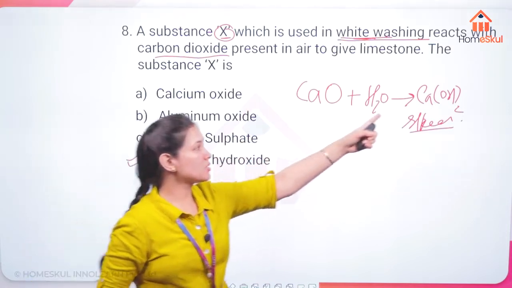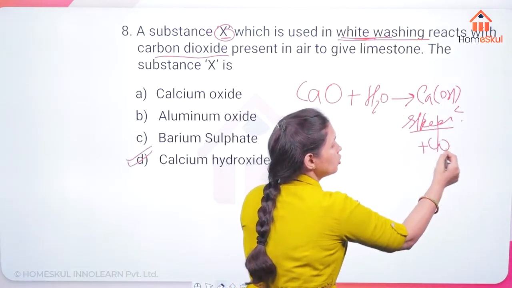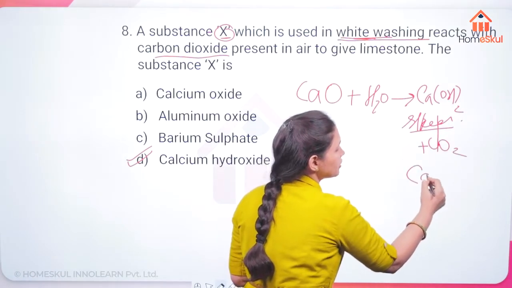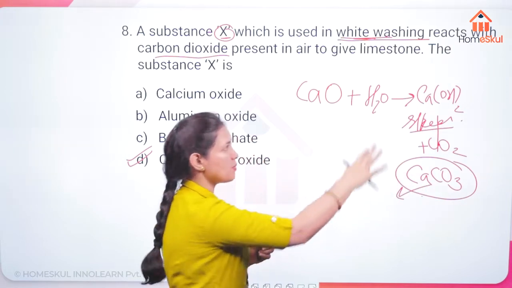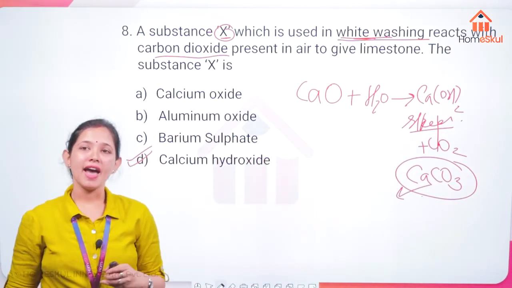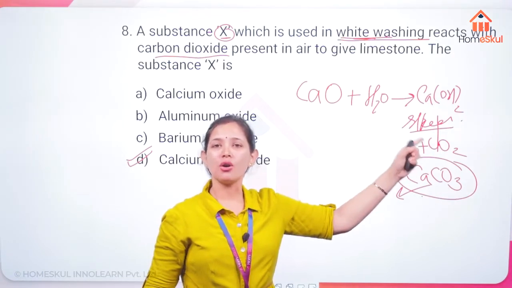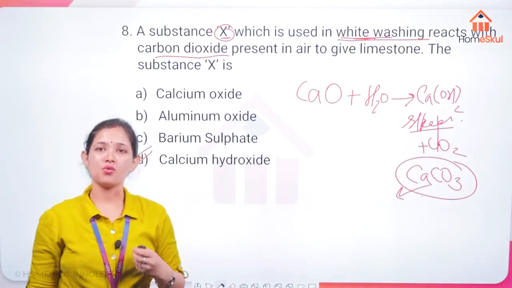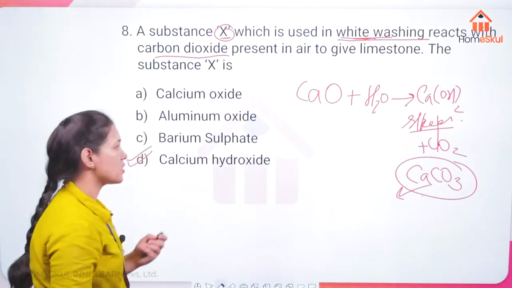So this is the compound used in whitewashing. You are treating it with CO2 to give you limestone, that is CaCO3. So CaCO3 is formed when you pass this gas into it. This particular reaction is nothing but your lime water test for carbon dioxide gas. So here you are correct, very correct.